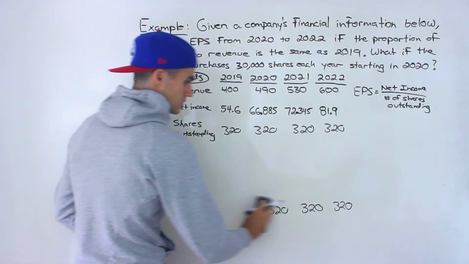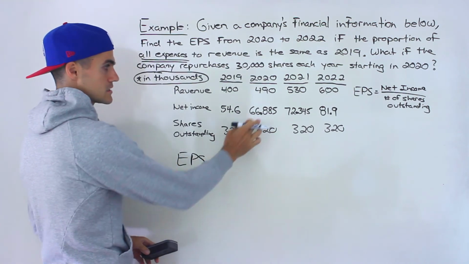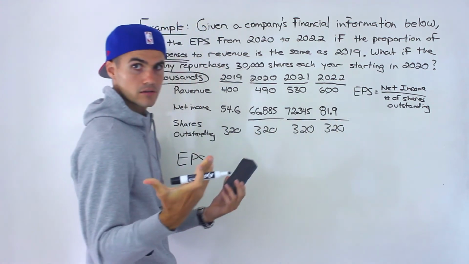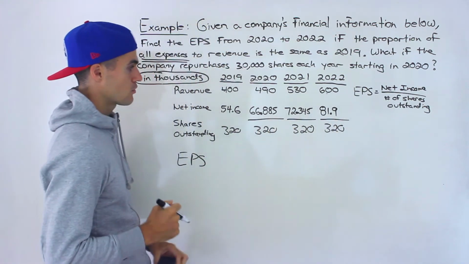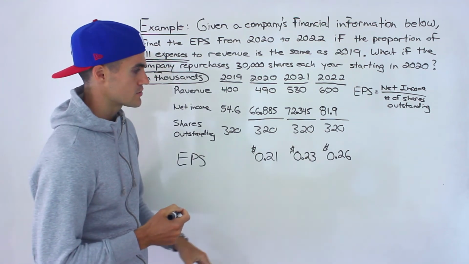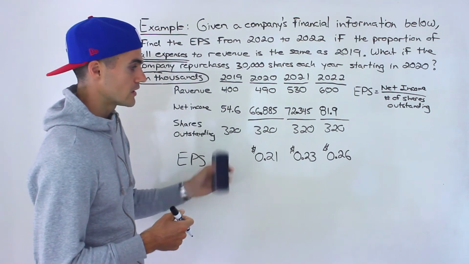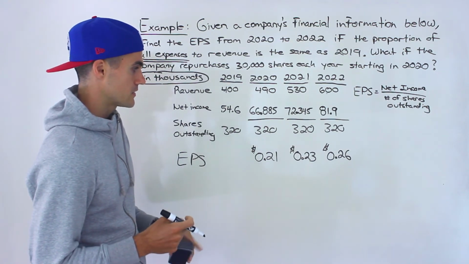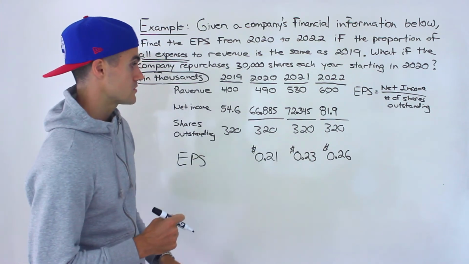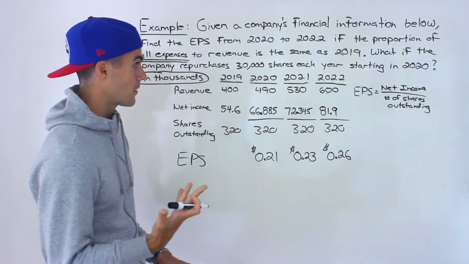So all we would do at this point, really easy, is we would take these new net incomes and divide it by the number of shares outstanding, by the 320. And after doing that calculation, these are the earnings per shares that you would get for those respective years. I rounded it to the nearest cent to 2 decimal places. So 0.21, 0.23, and then 0.26. So that's the answer right there for the first part.